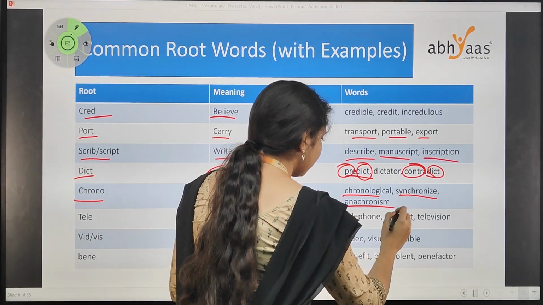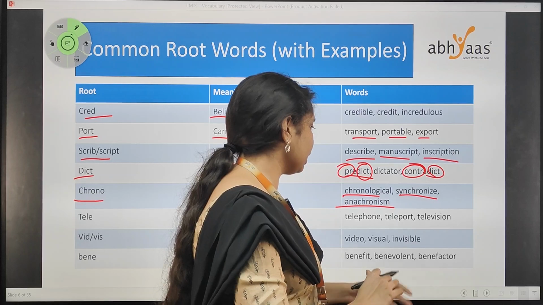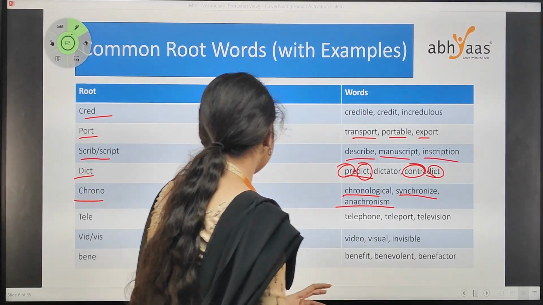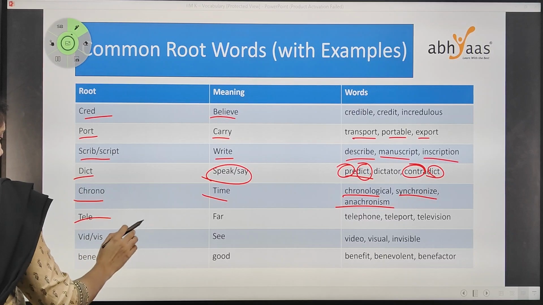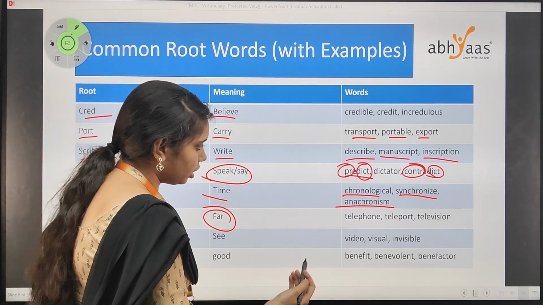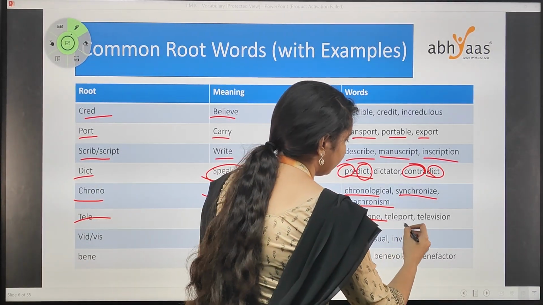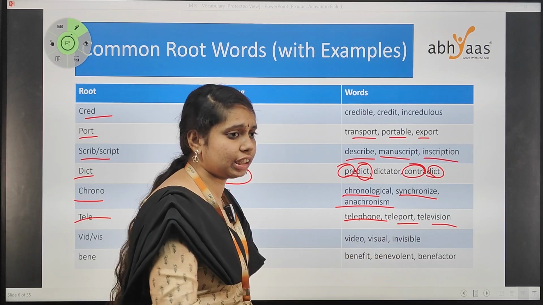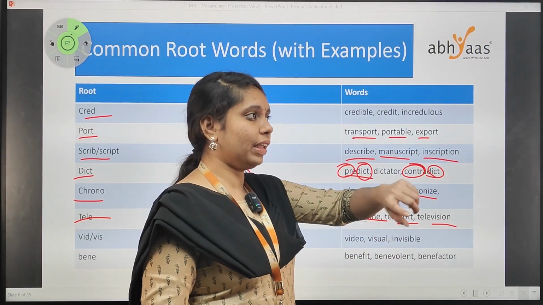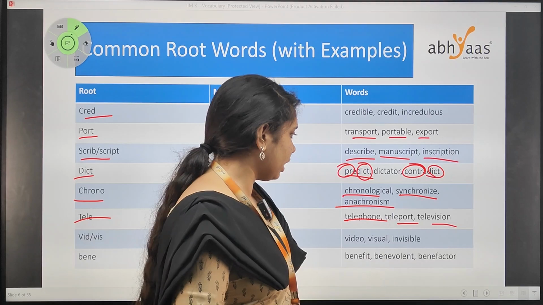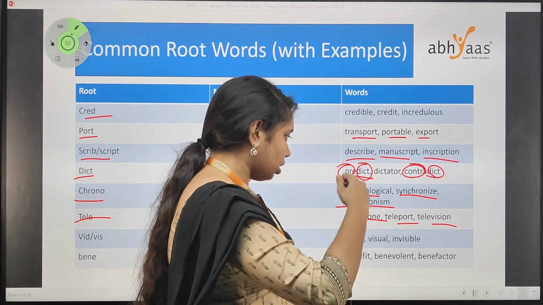Anarchism, anachronism is when they are not in the same time, right? When they are not in the same parallels. Then we have tele, which is far: television, telephone, teleport, all of these. See, television is nothing but vision, what you can see. Television is something that's happening very far away, but you can still see here, right? Teleport is when you move that.